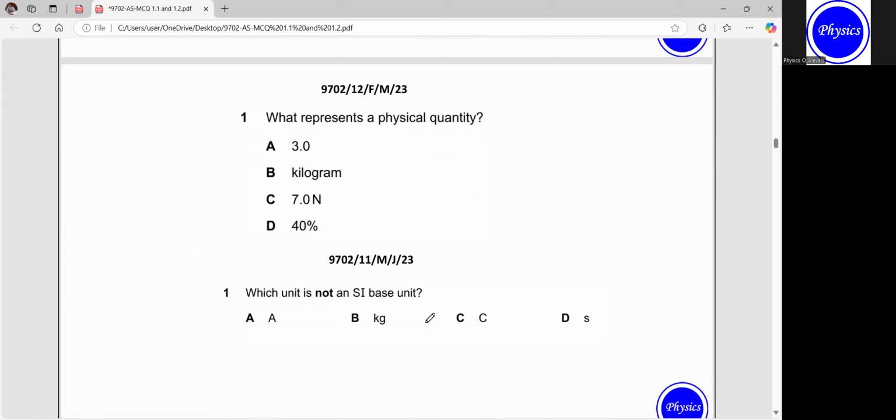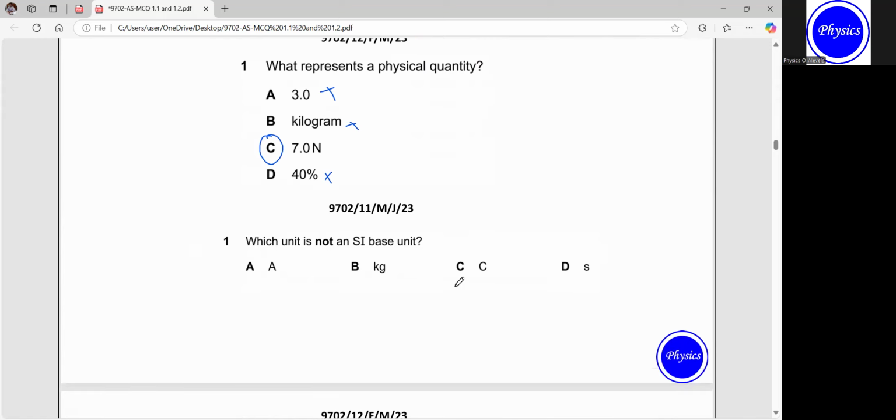What represents a physical quantity? Remember, physical quantity means it must have a number with a unit. A number with a unit is the option C. The rest do not have it. The first one does not have a unit, no number. Okay, so then the last one is just a percentage, so it is not a physical quantity.